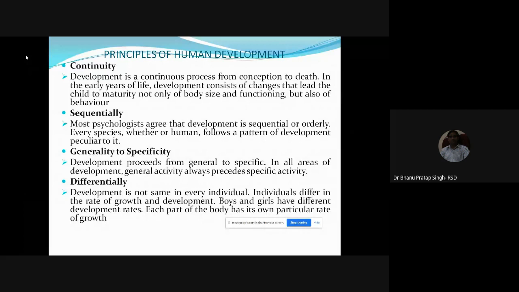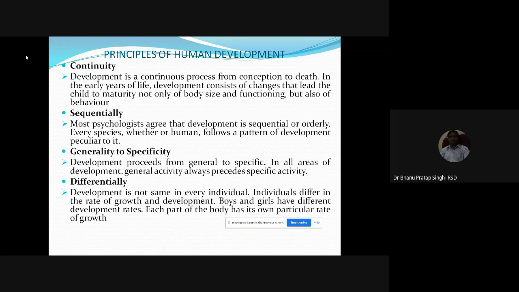Second is sequentiality. Human development takes place sequentially, and therefore most psychologists agree that development is sequential as well as orderly. Every species, whether human or even animal, follows a pattern of development particular to it. Means, if you remember, yesterday we learned the various ages as well as the development process at those particular ages.